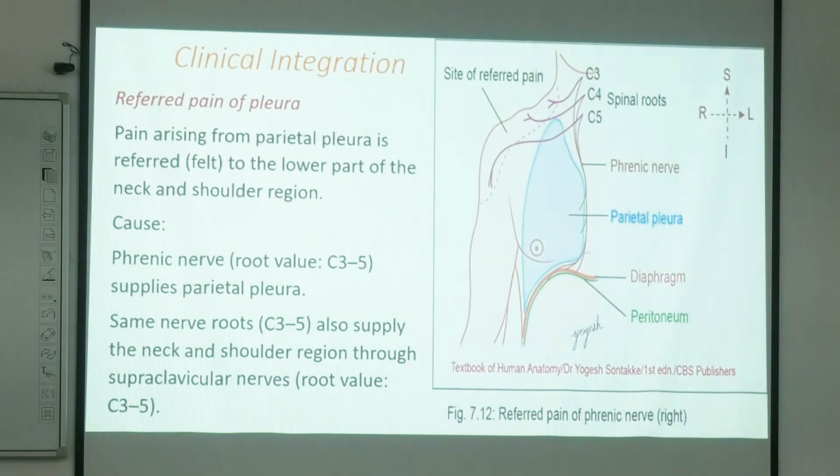So referred pain of pleura: pain arising from the parietal pleura is referred to the lower part of the neck and shoulder region because the phrenic nerve root value is C3 to C5, which supplies the parietal pleura, and the same nerve roots also supply the neck and shoulder region through the supraclavicular nerve. There also the root value is C3 to C5. This can also come as an explain why: referred pain of the parietal pleura can refer to the shoulder and lower part of the neck. This is also an explain why question for you.